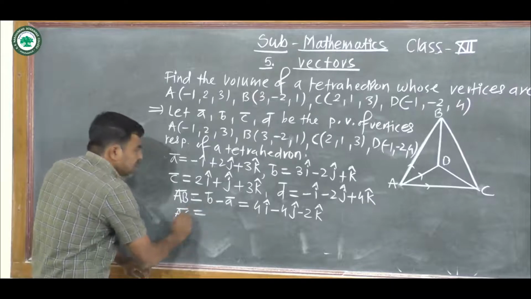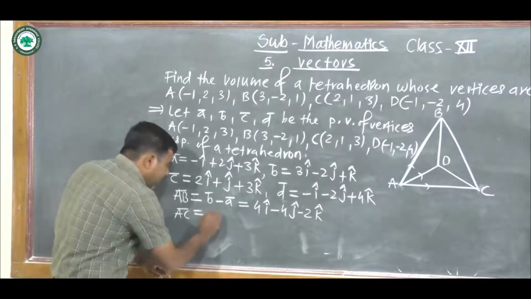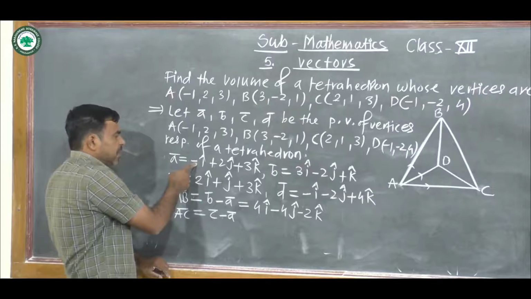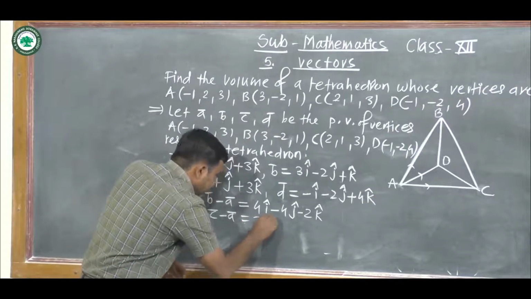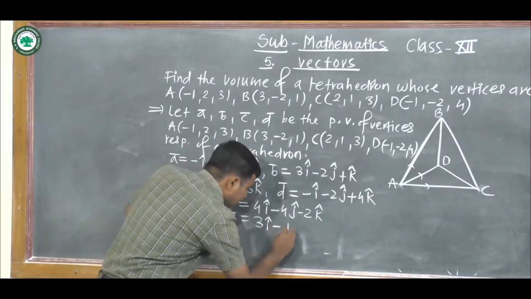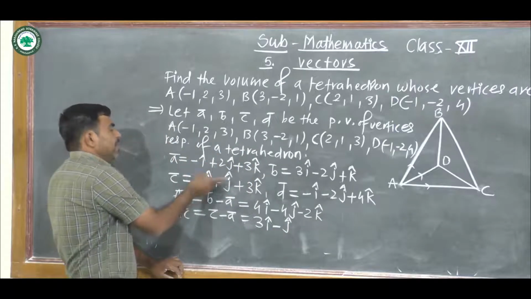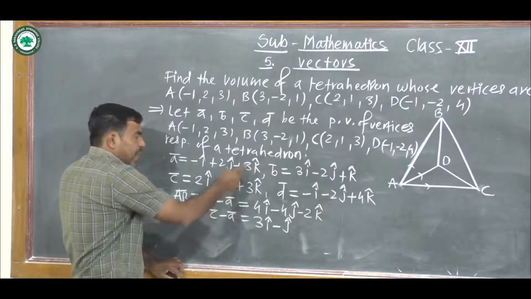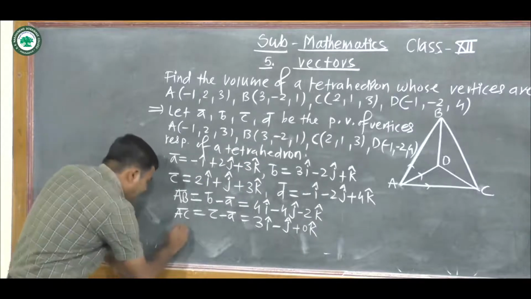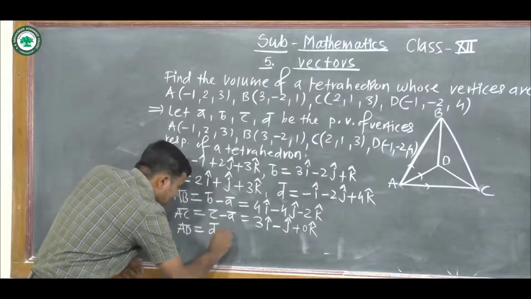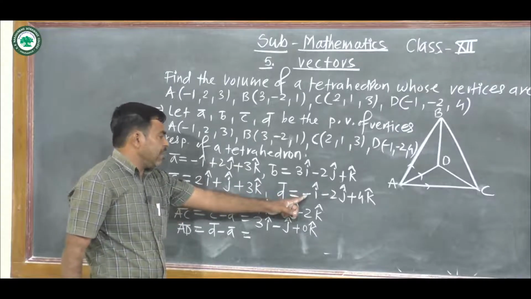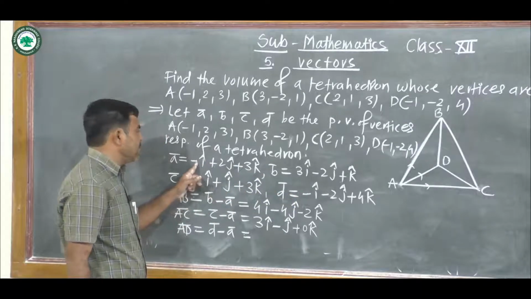Now AC bar is equal to C bar minus A bar. 2i cap minus minus becomes plus, that is 3i cap. Then j cap minus 2j cap, that is minus j cap. Now 3k cap minus 3k cap is 0 times k cap. This is your AC bar. Now AD bar is D bar minus A bar. Minus i cap minus minus becomes plus, minus i cap plus i cap, that is 0 i cap.